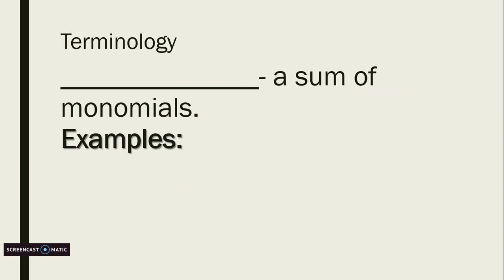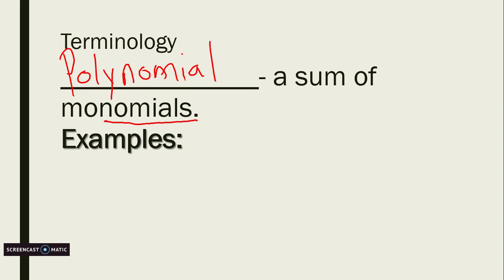A polynomial is a sum of monomials. And so you've got this root word here. We know that mono means one, poly means multiple, and so polynomial is multiple monomials.